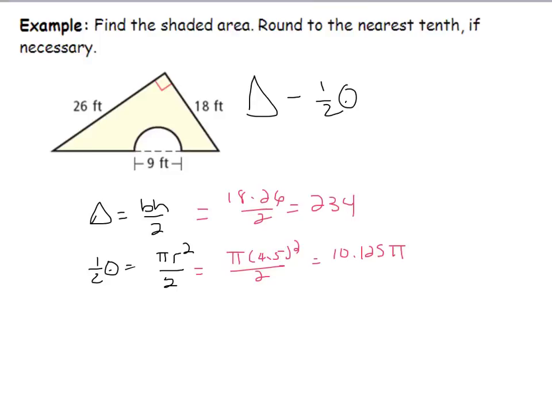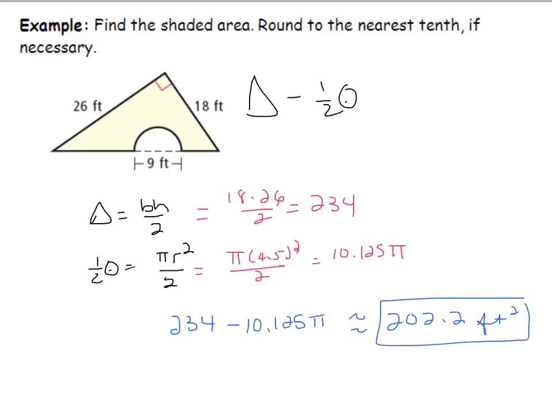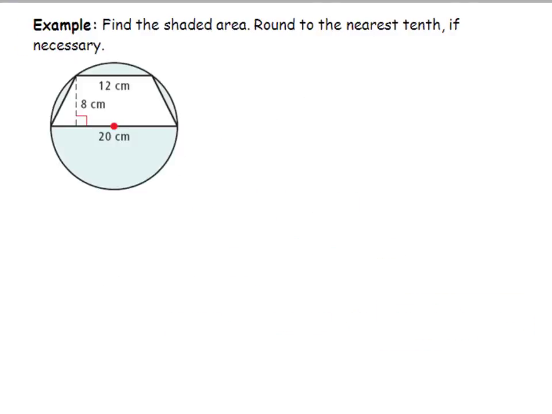All right, so the area of the triangle, base times height over 2, gives you 234. The circle, the radius here, if the diameter is 9, it's 4.5. So we've got pi times 4.5 squared. Now don't forget it's a half of a circle. So we get 10.125 pi. Now remember, we want to take the triangle, 234, and subtract that half of a circle. So 234 minus 10.125 pi. Okay, this gives me 202.2 feet squared.